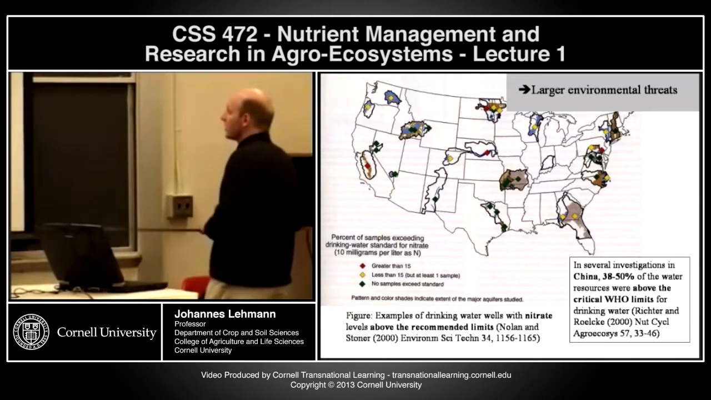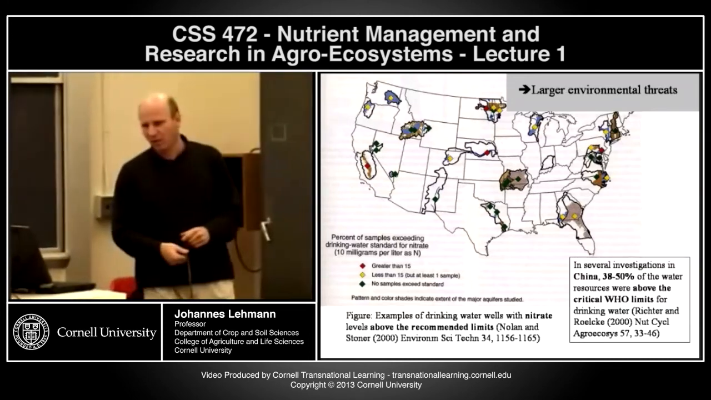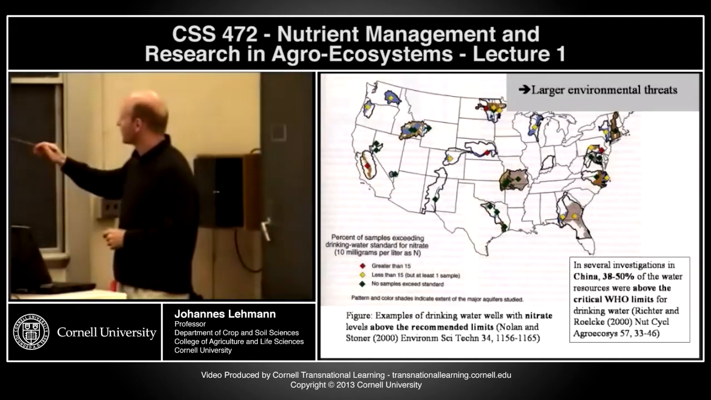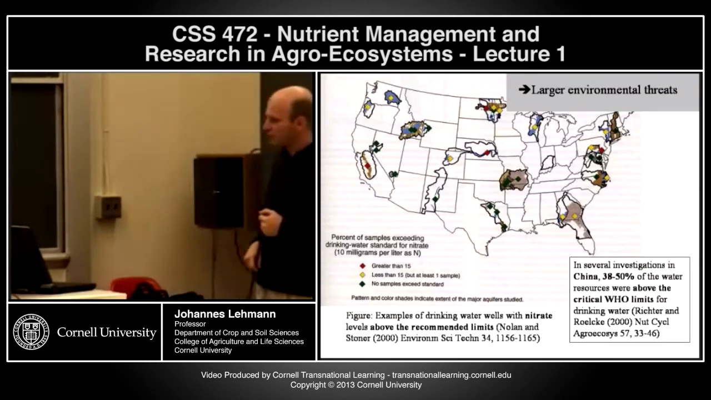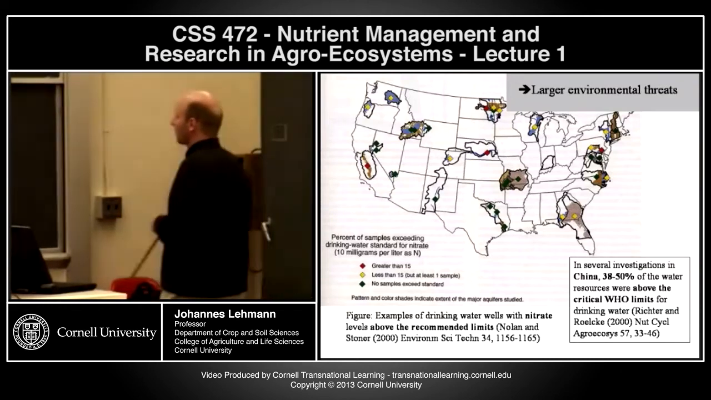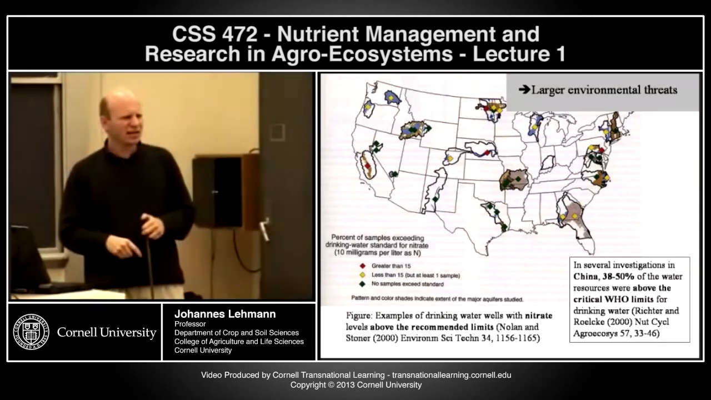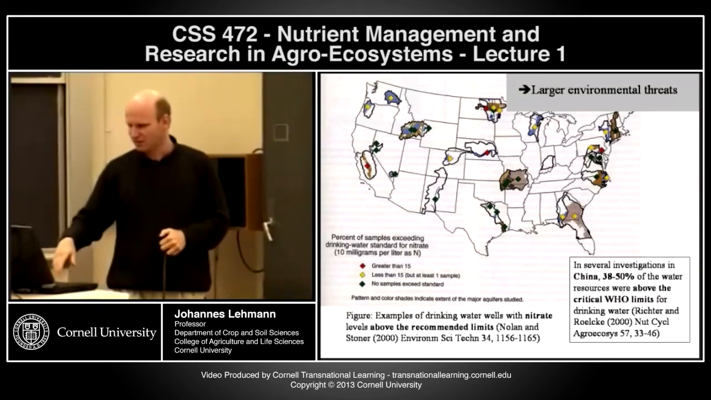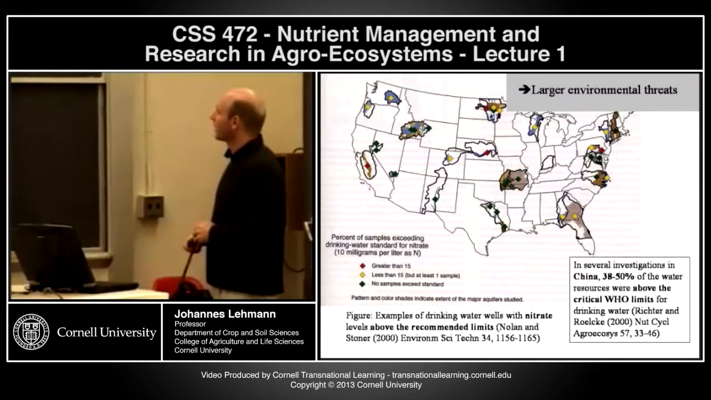And that's the U.S. There are areas in the world where this problem is much, much greater. You see here just a blurb that several investigations found that in China, up to 50% of the water resources were above the critical WHO limits for drinking water. That's quite a lot of water that is contaminated, and we have to really pay attention to that.